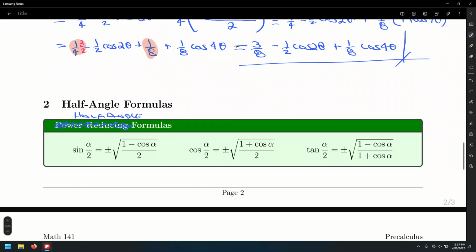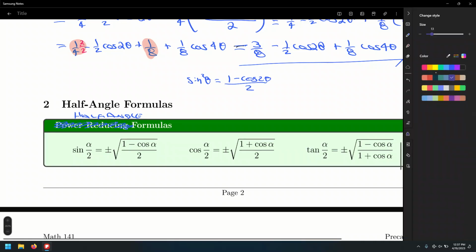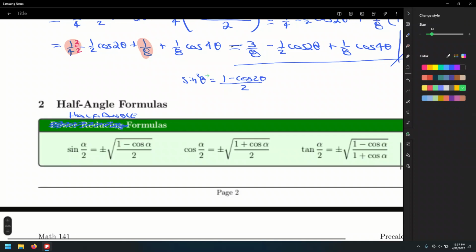All right, so check this out. Let me show you just one formula. Remember how we started with sine squared theta equals 1 minus cosine 2 theta over 2. Right? That was the formula to begin with. Let me change color here so it doesn't get confused with the work we did before.